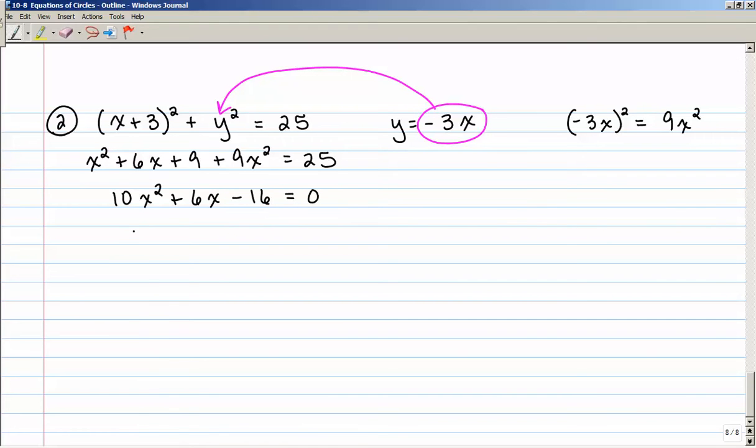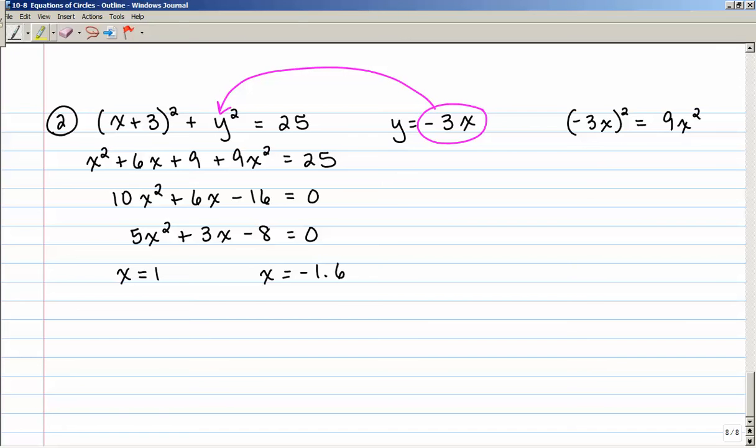Again, I notice that this can be divided by 2, so I'm going to go ahead and do that because it's a little easier to deal with smaller numbers. I think this one might actually be factorable, but I'm just going to use the quadratic formula in my calculator. And when I do that, I get that x equals 1 and x equals negative 1.6. In this case, I get two answers. Now, don't throw out the negative 1.6, because remember, that does not represent a distance or a length of a segment. That's a point on the coordinate plane.